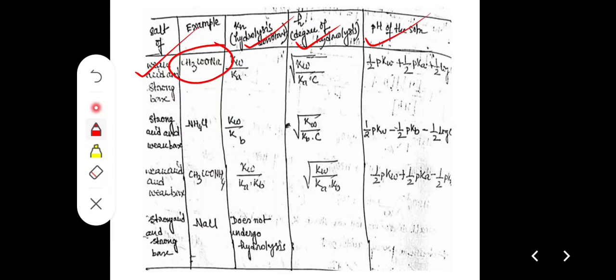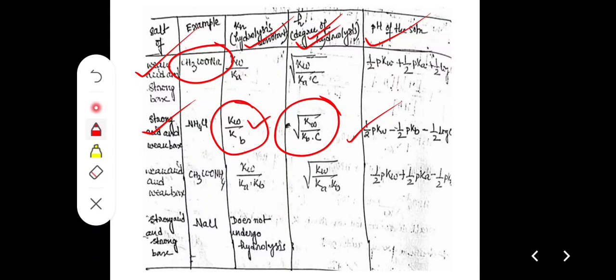Now consider strong acid and weak base, which combine to give NH4Cl. NH4OH is a weak base, ammonium hydroxide, and it reacts with HCl, hydrochloric acid, a strong acid. We get NH4Cl ultimately. So Kh is Kw by Kb, the degree of hydrolysis h is root over Kw by Kb into C, and the pH of the solution is half pKw minus half pKb minus half log C.